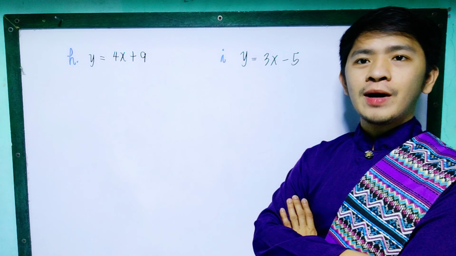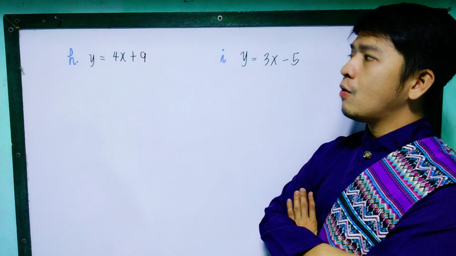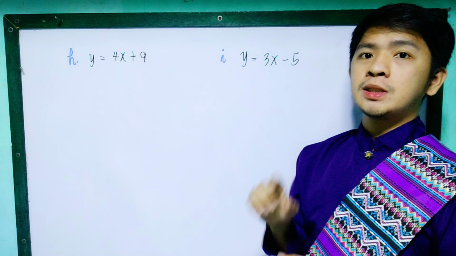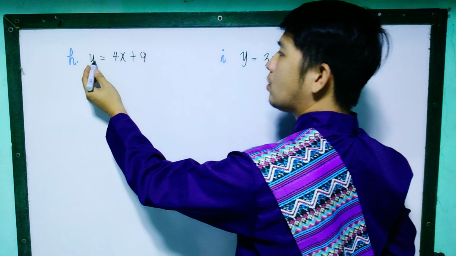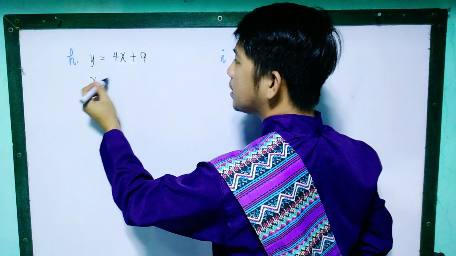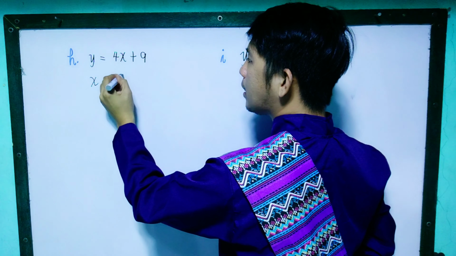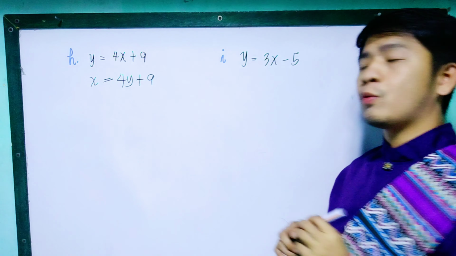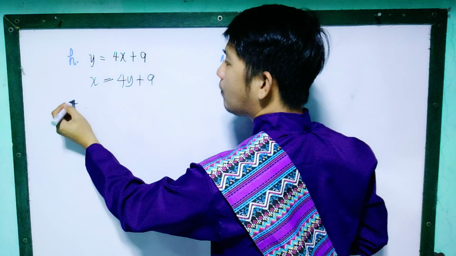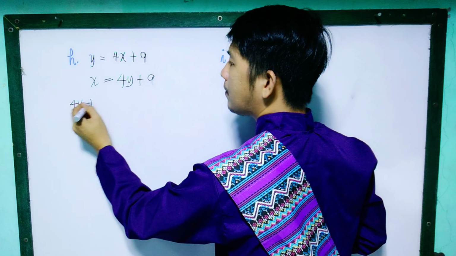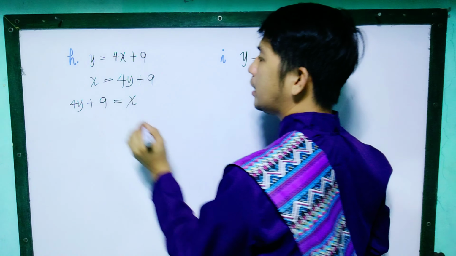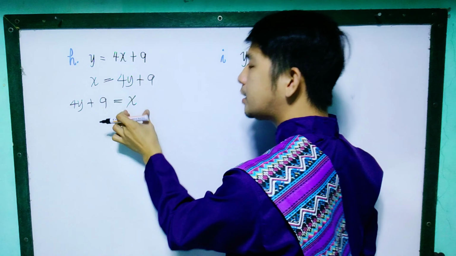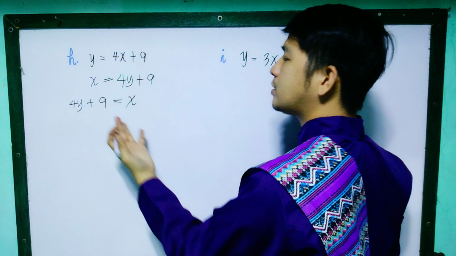Okay, so let us now find the inverse of letter H. Y equals to 4x plus 9. So, again, the first step is to interchange x and y. So, y will become x, and x will become y plus 9. And we will solve for the value of y in terms of x. So, 4y plus 9 equals x. So, yung 4y plus 9 napunta rito. Pinagbaliktad ko lang siya. So, walang magbabago sa sign.